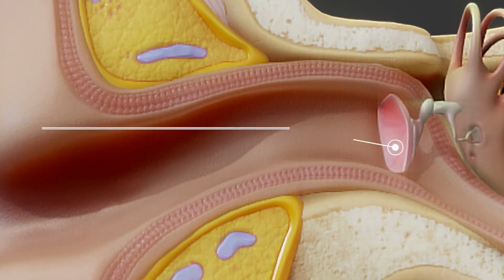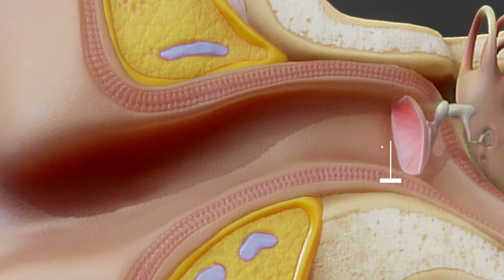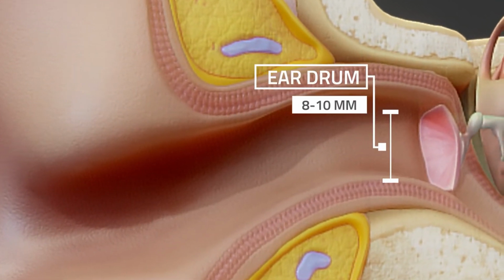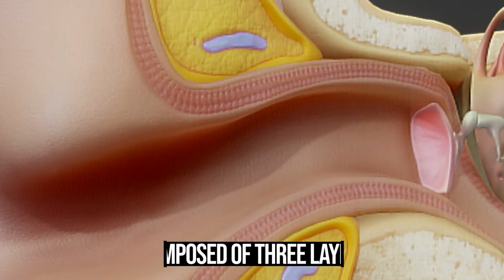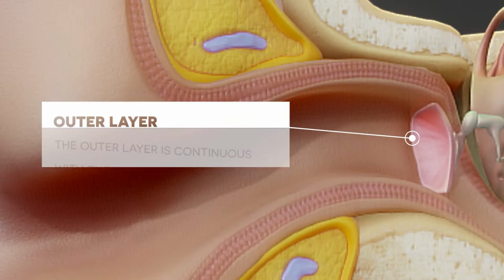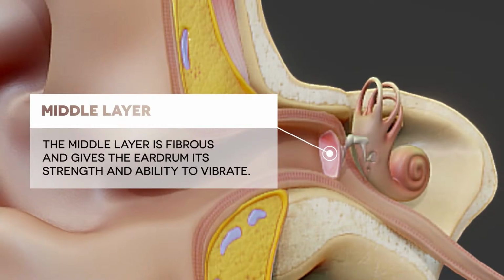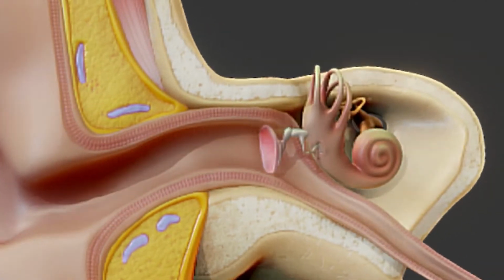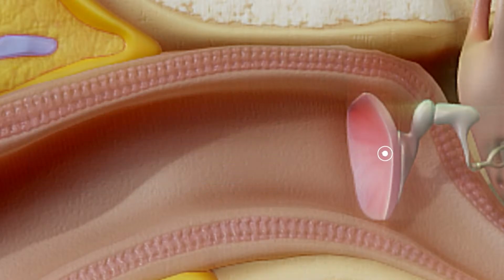Structure. The eardrum is a thin, semi-transparent membrane that separates the outer ear from the middle ear. It's roughly oval in shape and measures about 8 to 10 millimeters in diameter in adults. The membrane is composed of 3 layers. The outer layer is continuous with the skin lining the ear canal. The middle layer is fibrous and gives the eardrum its strength and ability to vibrate. The inner layer is mucous membrane, similar to the lining of the middle ear.